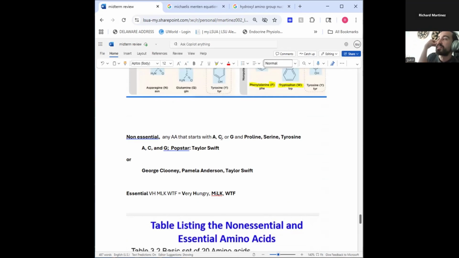But you have to remember that A, C, and G, it's every amino acid that starts with an A, C, or G. So it might be a little easier to remember the non-essentials. You just remember every amino acid starts with an A, C, or G, and then there's proline, serine, and tyrosine. However you want to remember those, that's fine.